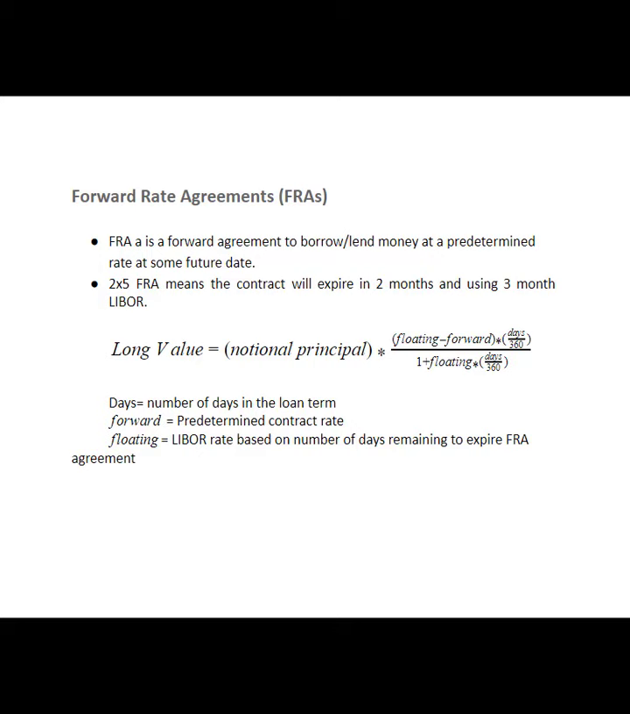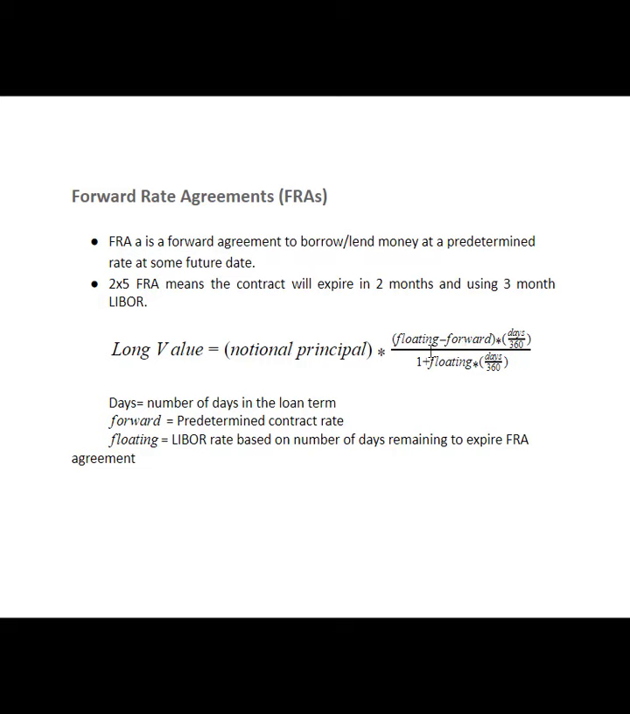So in this example, a 2 by 5 FRA means the contract will expire in 2 months, and it will be using the 3 months Libor for lending or borrowing purpose. So for example, at the expiration of 2 months, if 3 months Libor is 6%, but in the contract we had a forward Libor, let's suppose 5%.